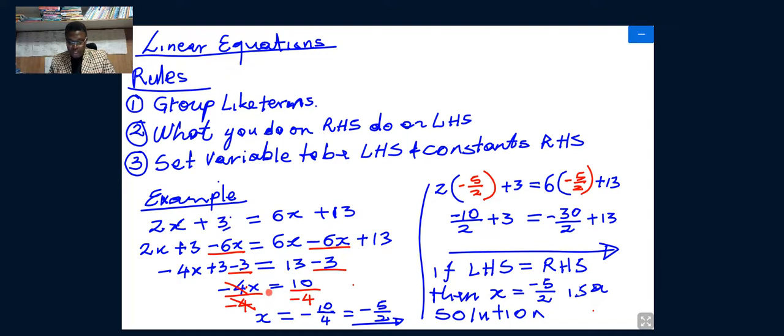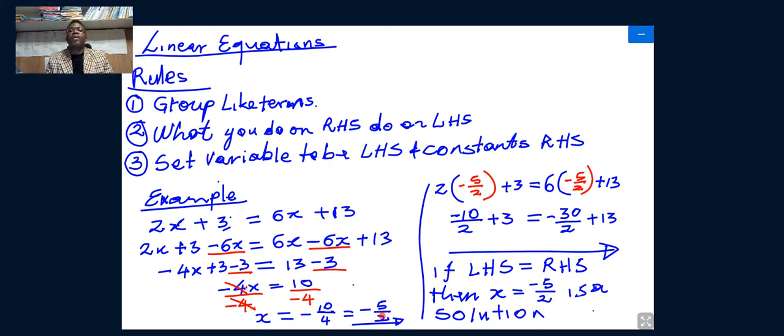I do not want this 4 on this side. What do I do? This 4 is a coefficient. It is multiplying the variable x. So what do I do? The opposite action is to divide. So I'll divide both sides. This is what I'm getting. This is the answer.